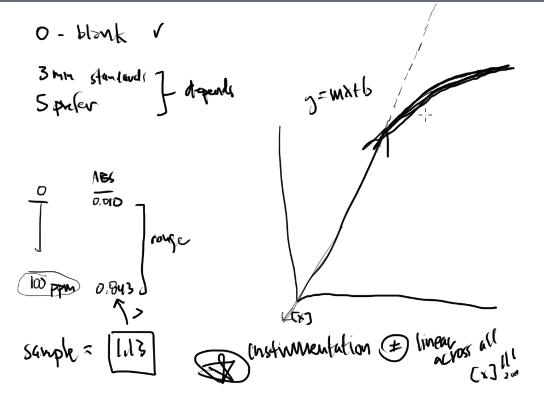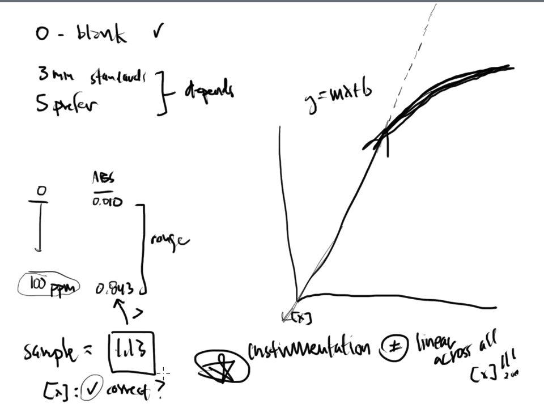So theoretically, mathematically, we should be able to use y equals mx plus b, and we should be able to use that equation and solve an answer. And sure enough, if I can put 1.13 into this equation, I will get an answer, right? I can get one. But the question is, is it a correct answer? That's what I have to determine.